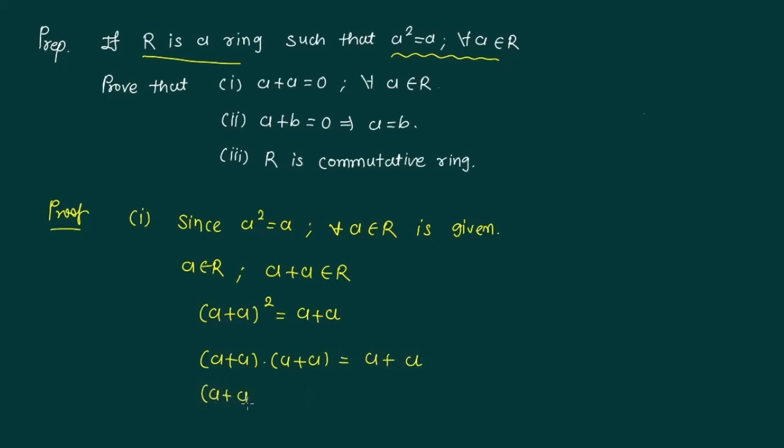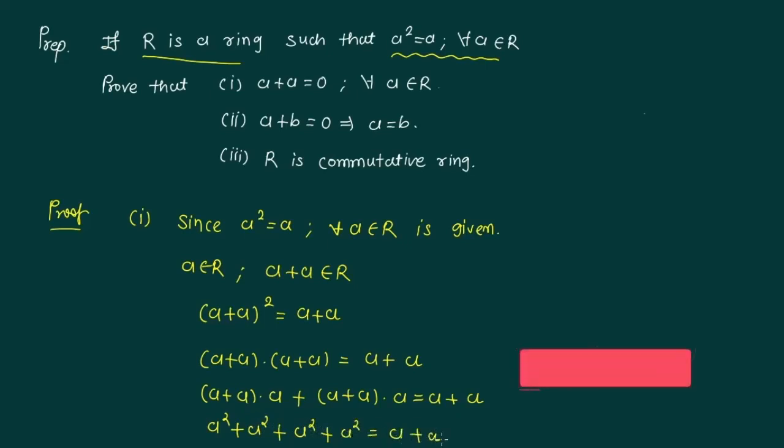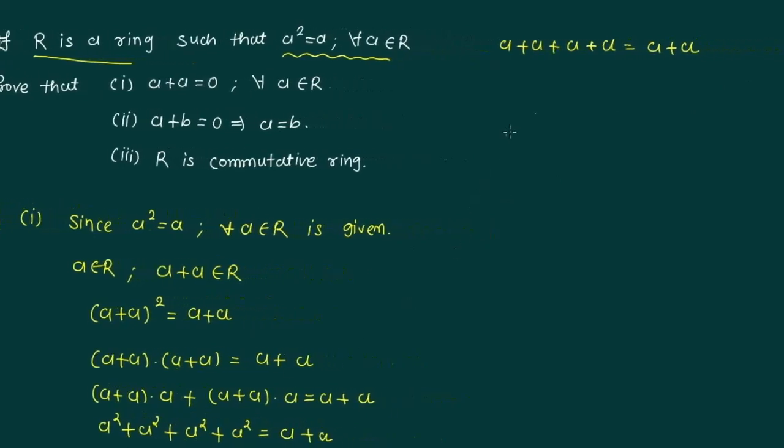Now if I simplify more, a plus a into a, this is equal to a, and in a ring multiplication over addition is distributive, so here we have a square plus a square plus a square plus a square, this is equal to a plus a. Now here a square equal to a, so we can put that here: a plus a plus a plus a, this is equal to a plus a. Now a square equal to a we use here.